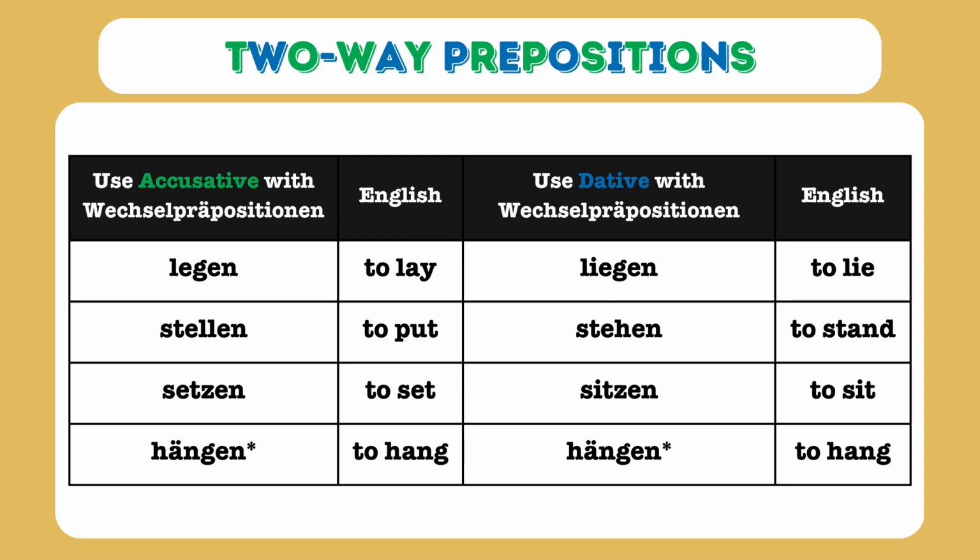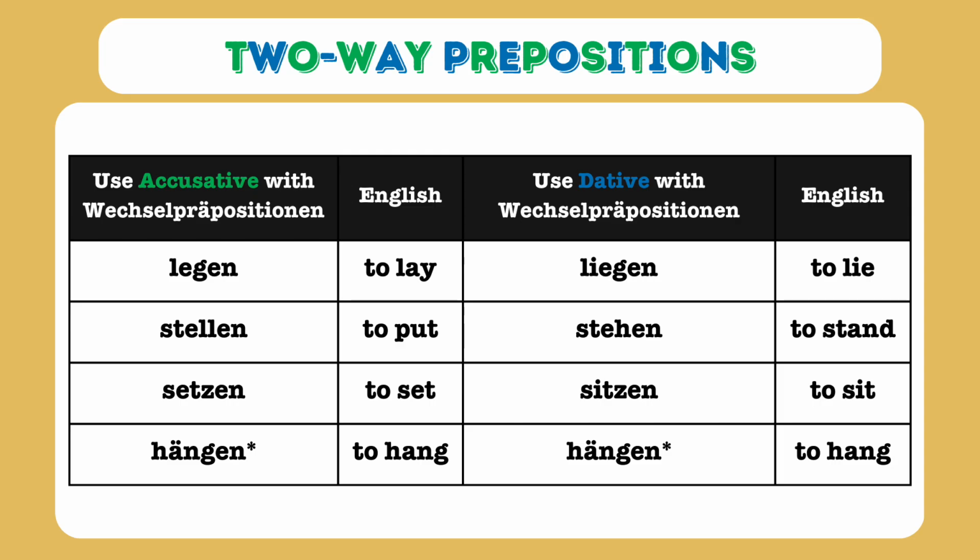Once the piece of paper is there, however, that is the static location of something, and we need the verb liegen for that. So you would say, das Papier liegt auf dem Tisch. There you would use the dative case because liegen shows a static location.